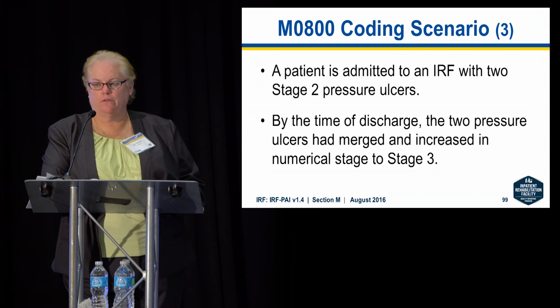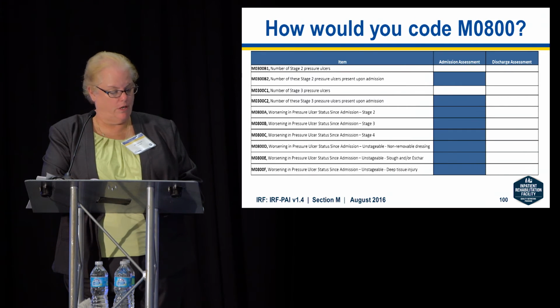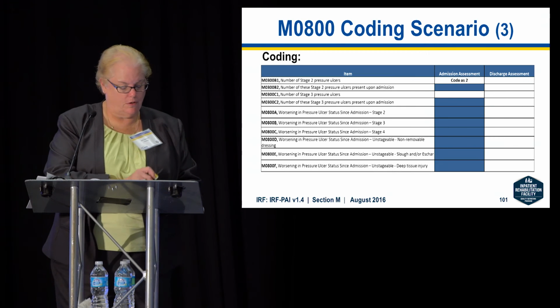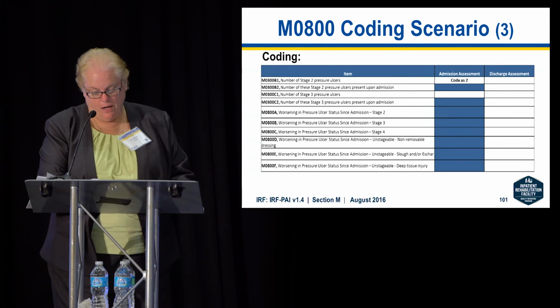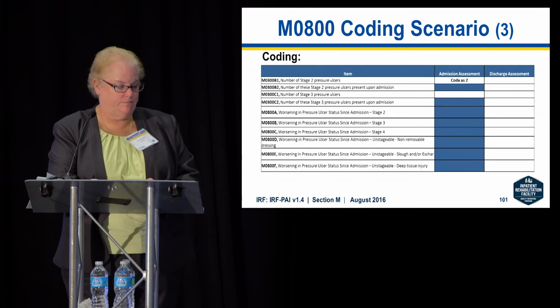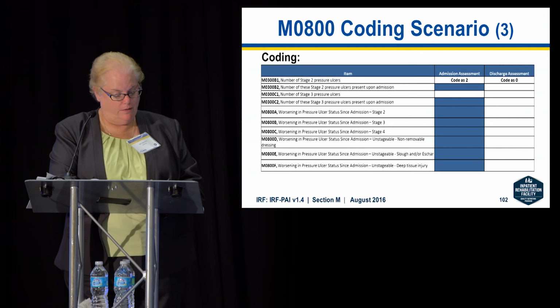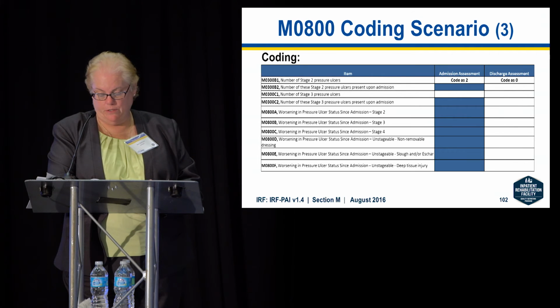Okay, looks like pretty much everyone is done with the coding. Okay, so number of stage 2 pressure ulcers on admission. 2, okay. Sorry. On the discharge assessment, 0, right?